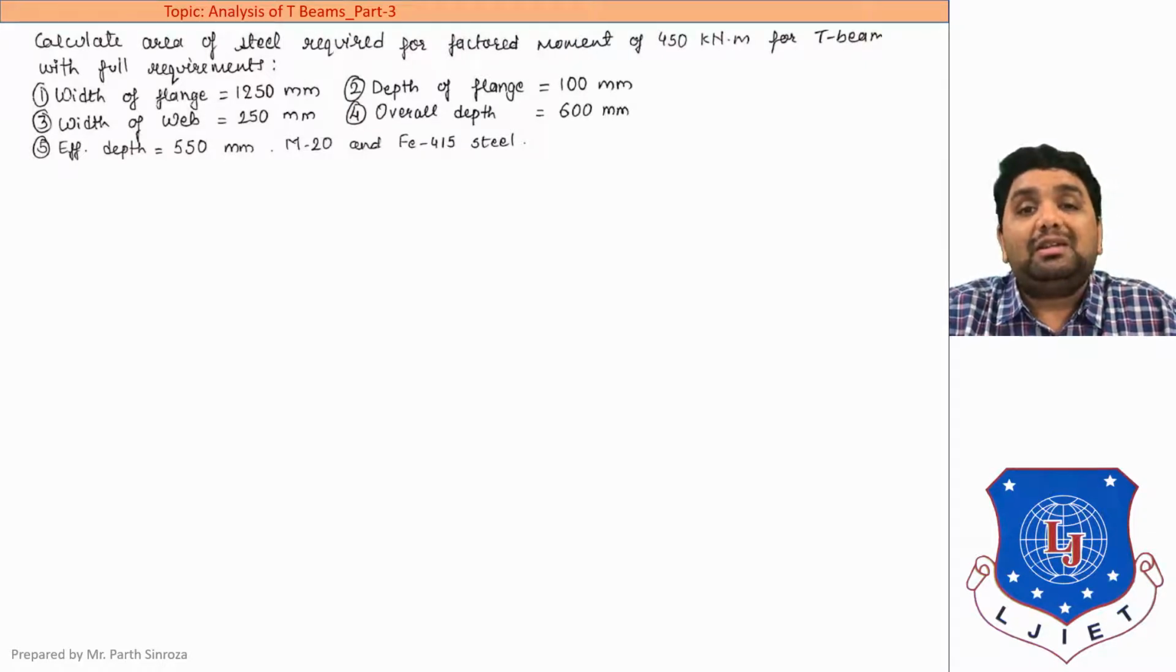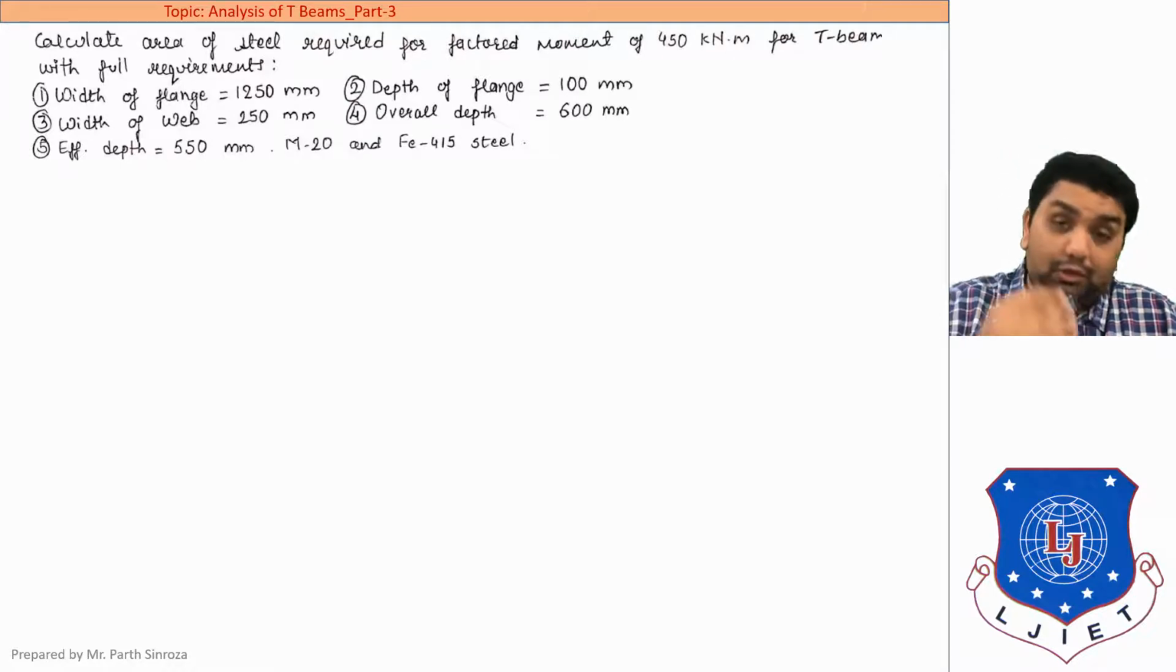Now basically, what is the difference between analysis and design? In analysis, we are always finding the moment of resistance. That means our question ends with the moment of resistance, and the number of steel bars is given in the question. Design is exactly the reciprocal of our analysis portion. That means we need to find the area of steel, and the moment of resistance is given in the question. So we will be starting with the same chronology.